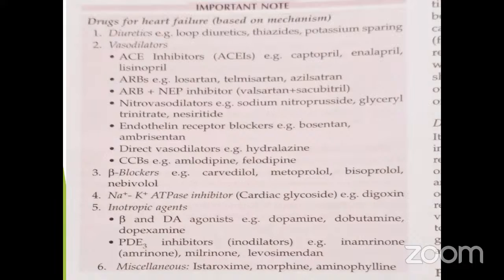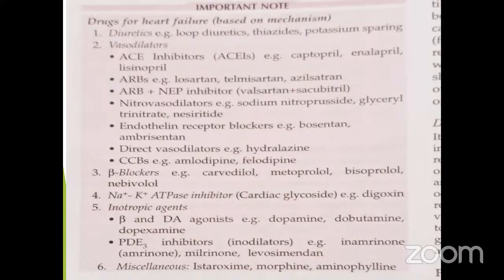The recent one: whenever the symptoms are there, and the patient is maintained on the drugs but still has symptoms, to increase the survival benefit we are nowadays using ARBs with NEP, a neprilysin inhibitor. It is a combination of valsartan and sacubitril, which we'll come to later. Next, we are using nitrovasodilators, sodium nitroprusside, glyceryl trinitrate, as well as nesiritide in acute conditions. Endothelin receptor blockers are mainly used in pulmonary hypertension. Most often when the pulmonary pressure is altered, we use bosentan as well as ambrisentan nowadays. Even in pulmonary hypertension, we are using sildenafil.